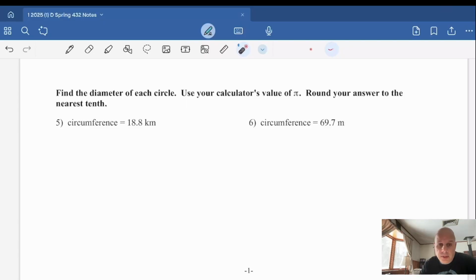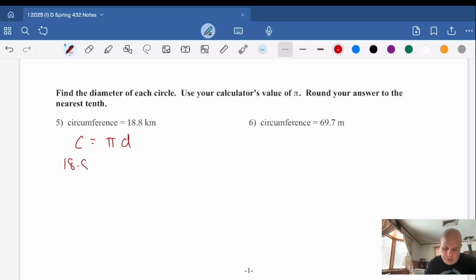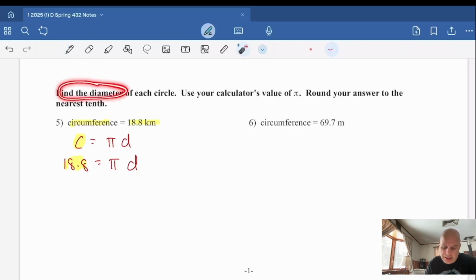All right, problem number 5. To find the diameter of the circle, we're going to have to work backwards. We know the circumference, and we're trying to find the diameter. So what's our relationship between circumference and diameter? Our formula, circumference equals pi times diameter. The circumference is 18.8, so I'm replacing C with 18.8. That's what I know, so that's why I'm plugging it in for C. Equals pi times D. We don't know what D is. That's what they're asking us to find. So I'm going to leave that as D.